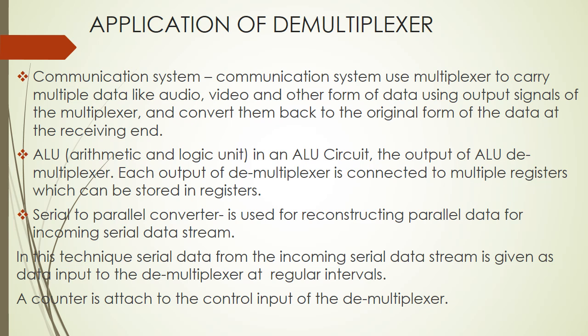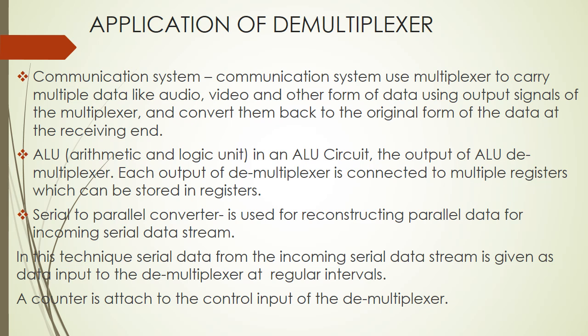So we have the ALU, which is known as the arithmetic and logic unit. In the ALU circuit, the output of the ALU demultiplexer, each output of the multiplexer is connected to multiple registers. So what are those registers? Registers are the fastest memory close to the CPU. All data and information must be saved in registers, so that they will be able to use them for future use.